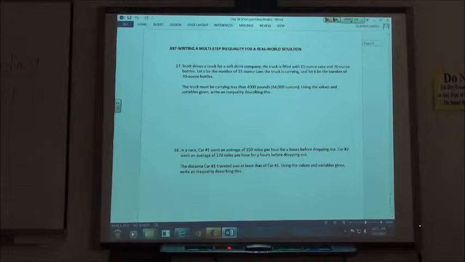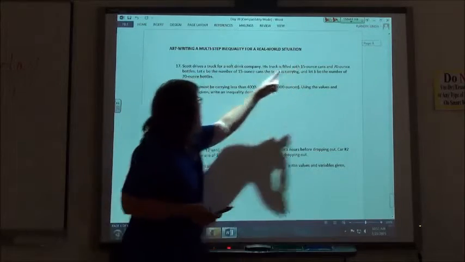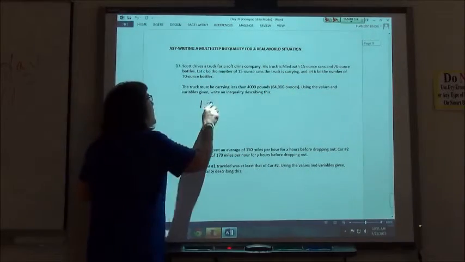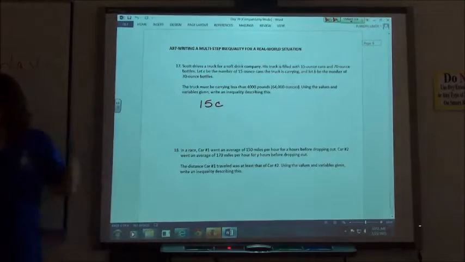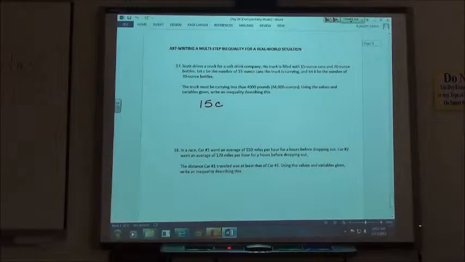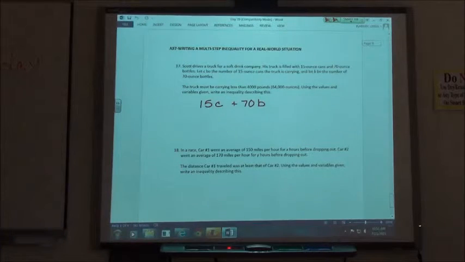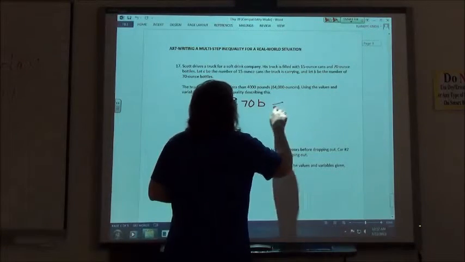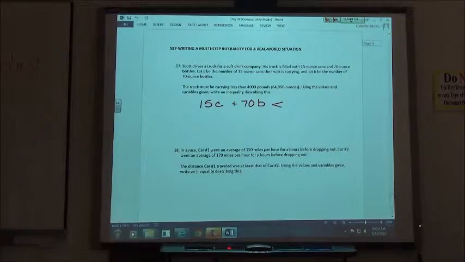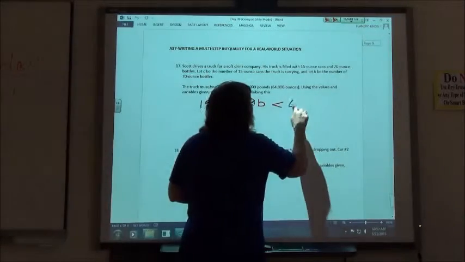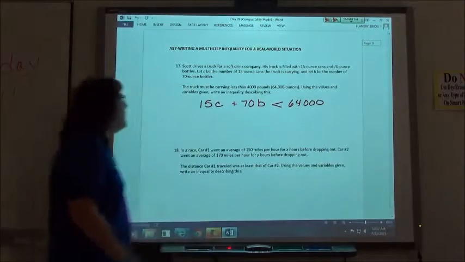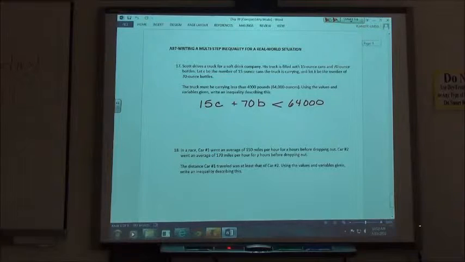Use the values and the variables given. Write an inequality describing this. So we had 15-ounce cans. We're using C for the number of cans. So if I take 15 times C, that gives me how many ounces in cans, right? Plus, we had 70-ounce bottles, and we're using B for the bottles. So 70B would be the ounces for the bottles. The truck has to be carrying less than, and which number do we want to use? The ounces, because these were in ounces, so we want to use the ounces. So 15C plus 70B is going to be less than 64,000.